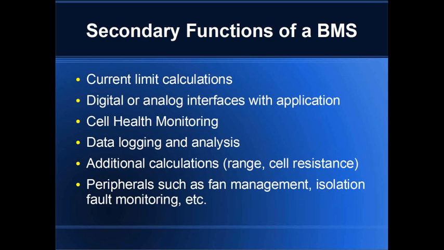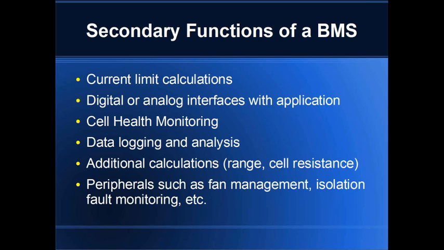Other functions of a battery management system that you may or may not find on one. Some battery management systems will offer current limit calculations, which is basically a calculation of how much current the battery can accept or provide at any given time. And there's a lot of factors that go into that, such as the temperature, the health of the cell, the state of charge of the cell, and the measured resistance from the cell, things like that.